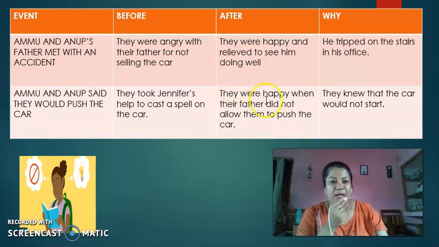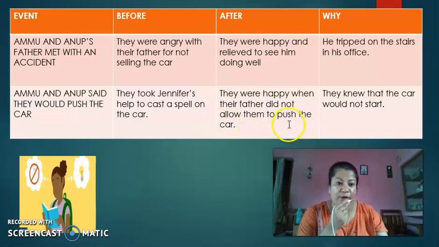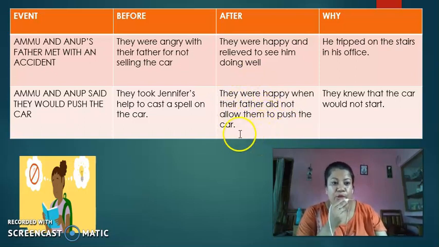Okay, now when they wanted to push the car, and the dad said no, this was after. They were not happy when the father did not allow them to push the car. So they offered to push the car, but daddy said, no, it's all right, we're already getting late. And he bundled them into the auto and took them to school.